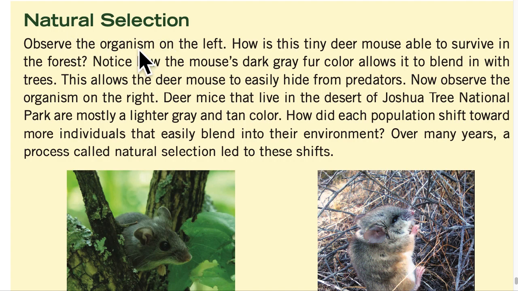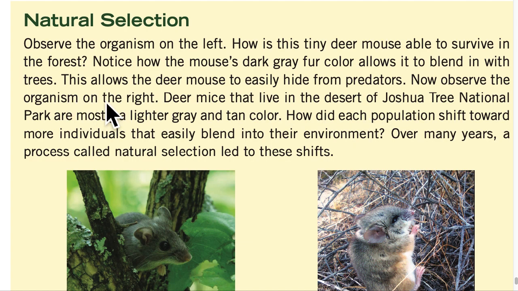Natural selection. Observe the organism on the left. How is this tiny deer mouse able to survive in the forest? Notice how the mouse's dark gray fur color allows it to blend in with the trees. This allows the deer mouse to easily hide from predators.